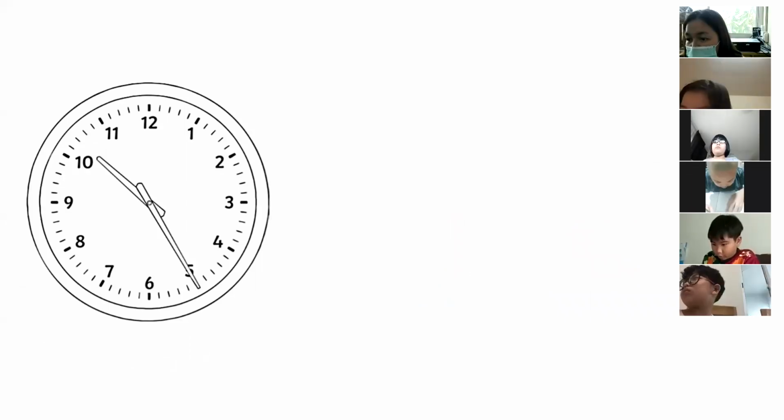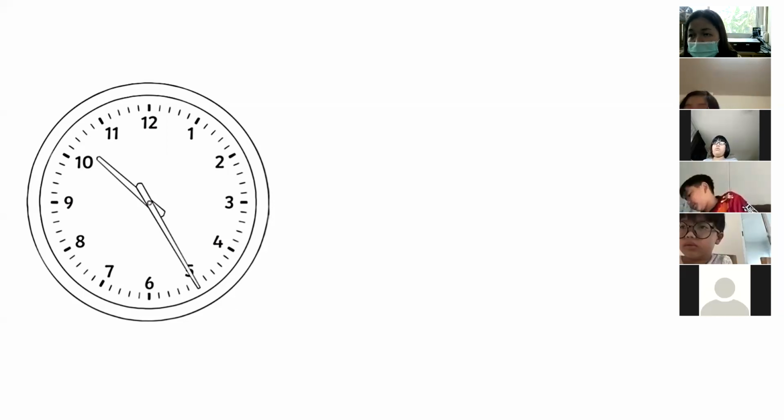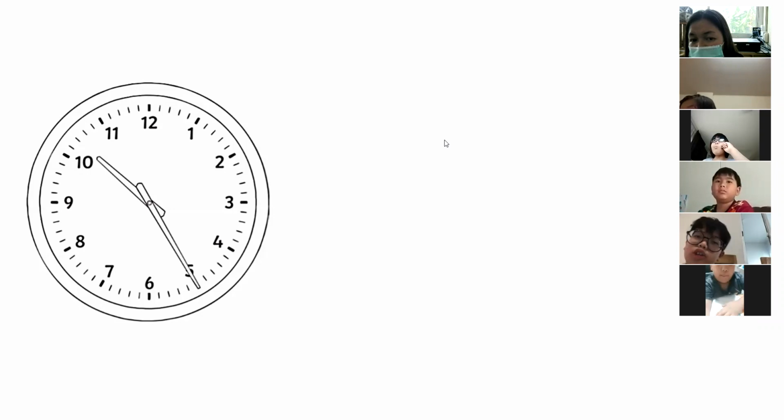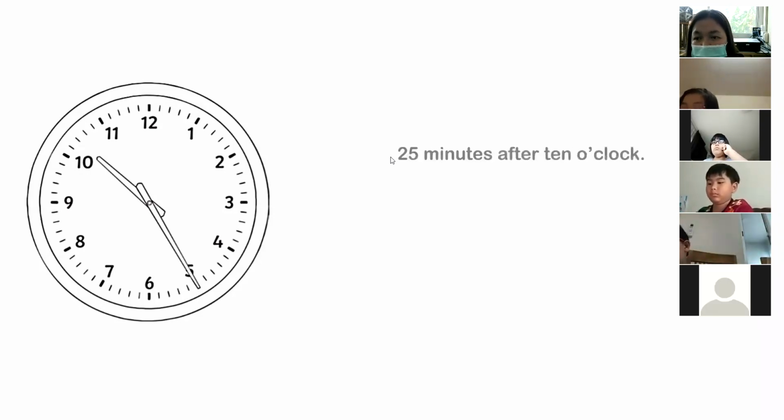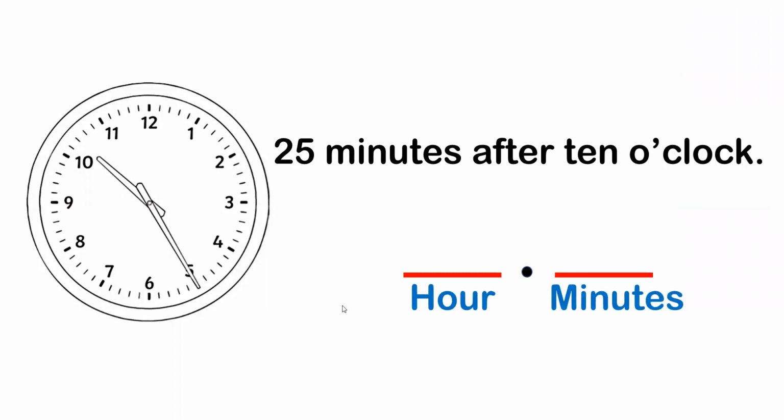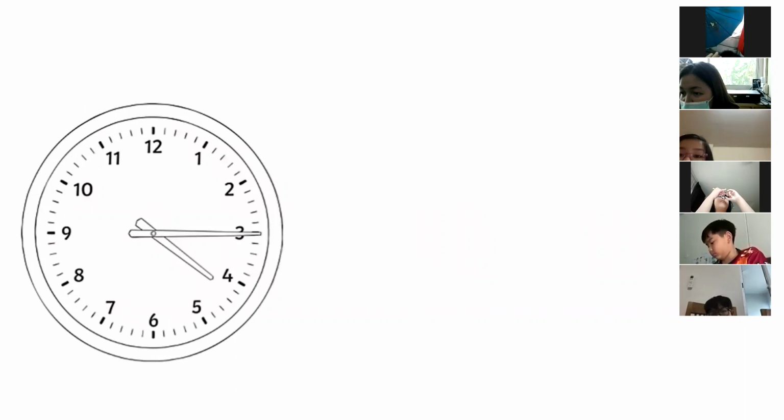Next, Itipat. Where is Itipat? Here. Okay, Itipat. So the long hand is pointing to number 5. How many minutes is that? 25. Okay, so it's 25 minutes after 10 o'clock. Okay, very good, Itipat. So it's 25 minutes after 10 o'clock. We write this like this, and we read it as 10:25. The time is 10:25. Very good. Next.